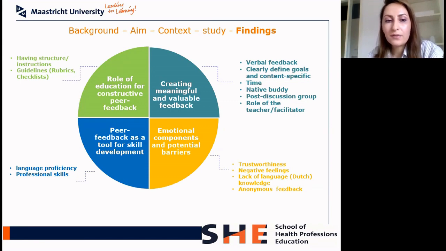The last factor is also role of the education for constructive feedback, and it's related to having the structure for peer feedback. Students suggest that receiving advanced instruction would enhance their confidence and skill in delivering peer feedback, which is consistent with the findings from other studies.